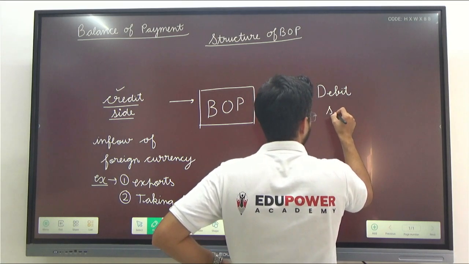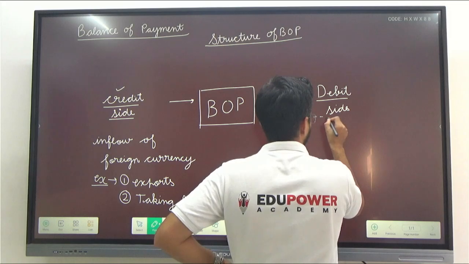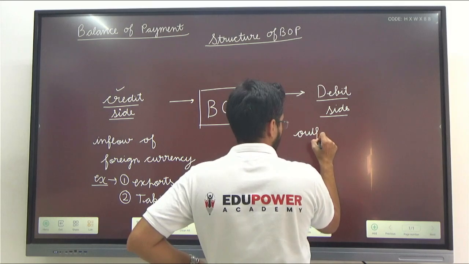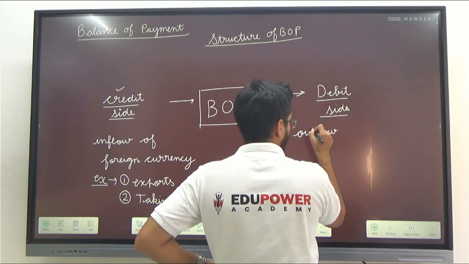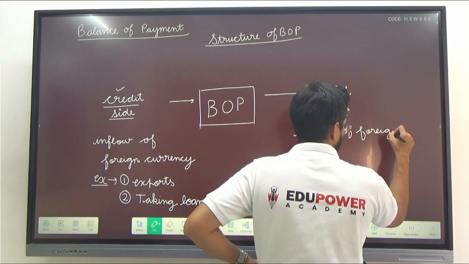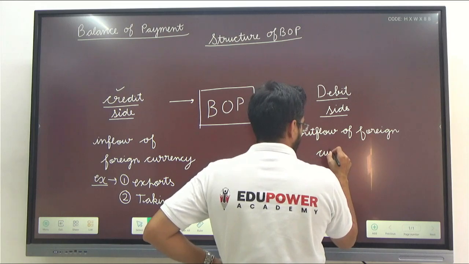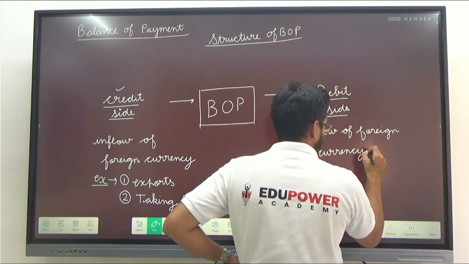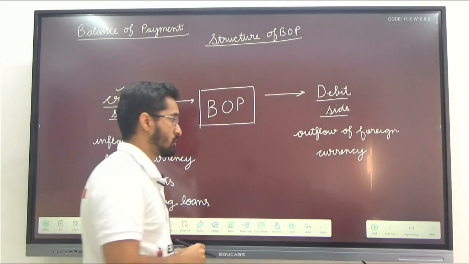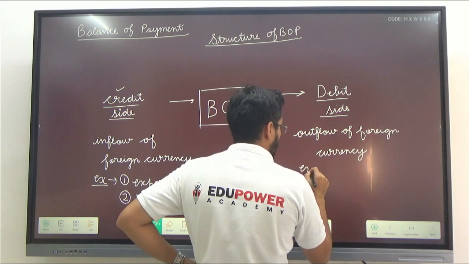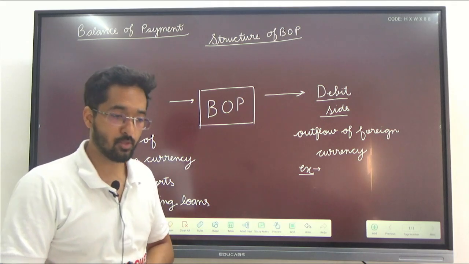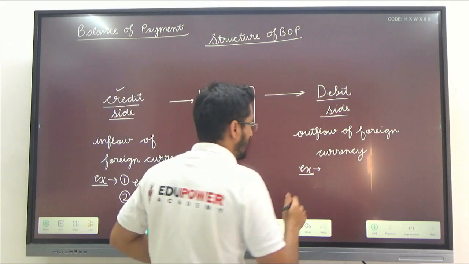The debit side is nothing but outflow of foreign currency. Okay. An example is imports. So when money flows out of India, when foreign currency flows out of India, it is called debit. For example, imports.